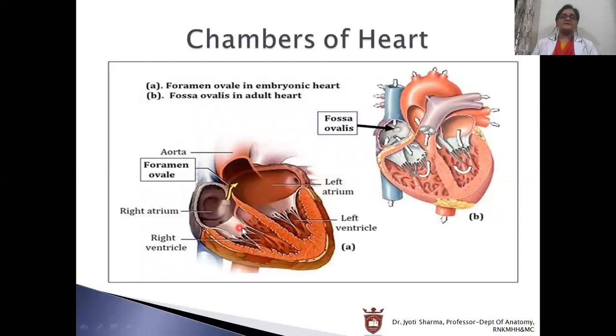Now here we can see the two ventricles and the two atrium. In between the two atrium, there is a septum called interatrial septum. In between the two ventricles, there is interventricular septum. In between atrium and ventricle, there is atrioventricular groove. And the right-sided atrioventricular groove is guarded by the tricuspid valve, and the left-sided atrioventricular groove is guarded by the bicuspid valve.